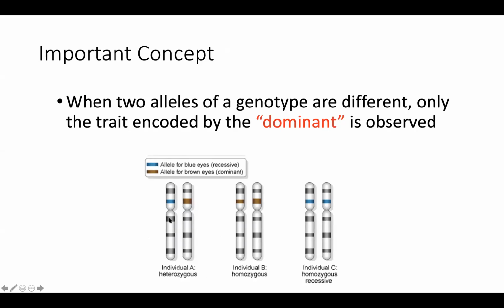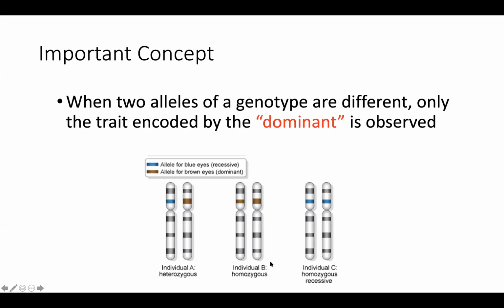Individual A, we have a heterozygous pair of alleles because they are two different alleles, right? This legend here is telling us that our blue allele is a recessive allele and that the brown allele is a dominant allele. So individual A is a heterozygous pair of alleles. What would be the eye color of individual A? Now, tying together everything that we just talked about. What color eyes does individual A have? Brown. Brown, because it's a heterozygous pair of alleles and brown is dominant.